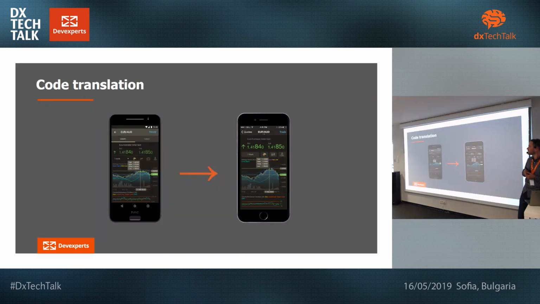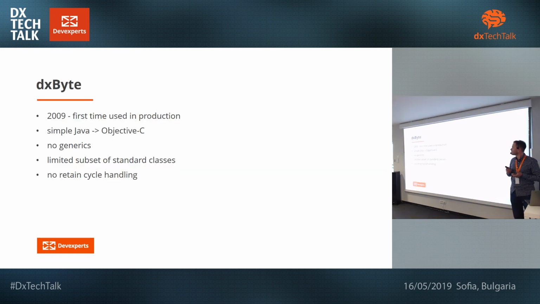But actually, let's get back to what we do finally. The concept is code translation. It's as simple as it sounds. We take code in one language and we produce the code in another language, just like a translator in the real world works. And we went this road back in 2009. We created the tool that's called DxByte. And since 2009, we've been using it in production for a number of our applications.